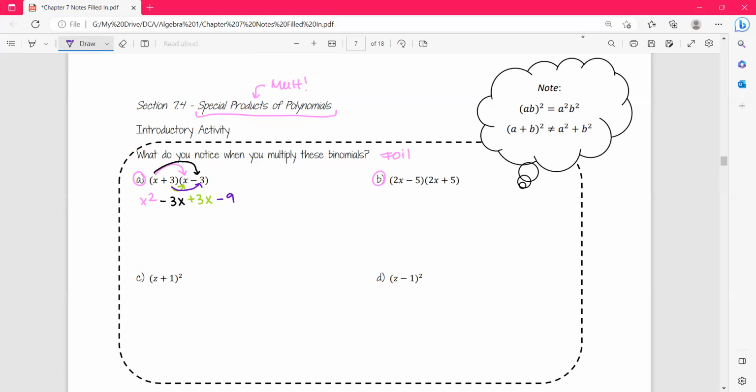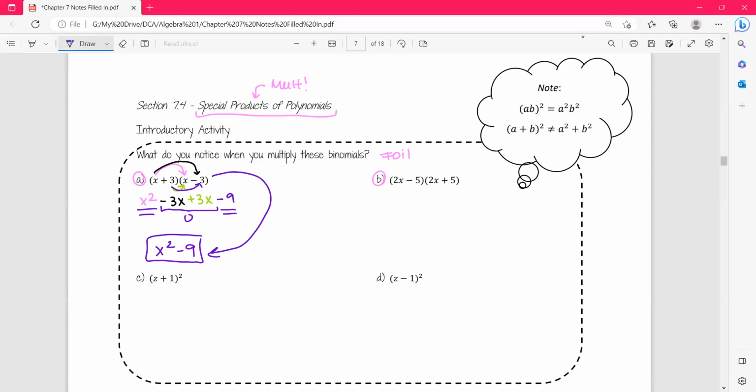When we do this, notice we're going to combine like terms. -3x plus 3x, well, that's 0. So I'm really just left with x squared minus 9. Notice there's a little bit of a pattern from what we started with to what we got.